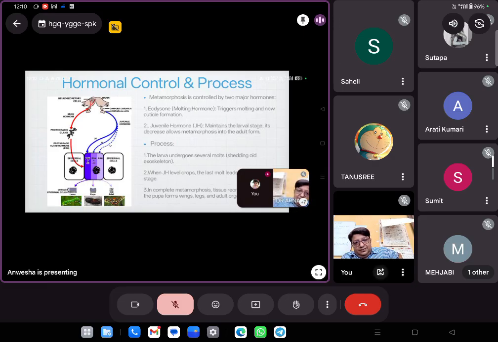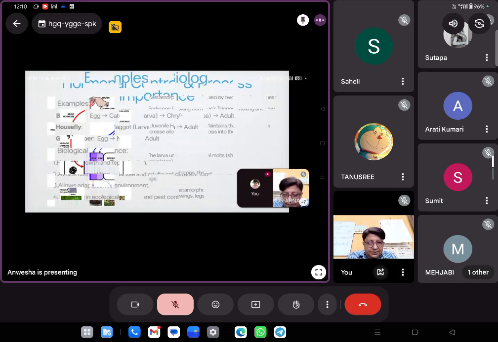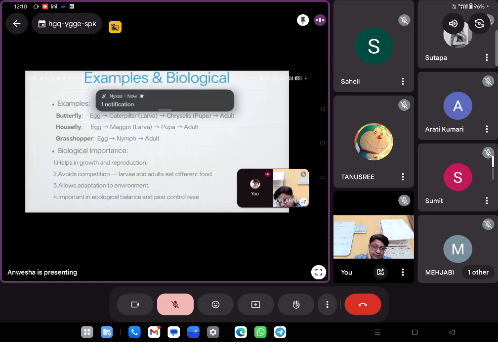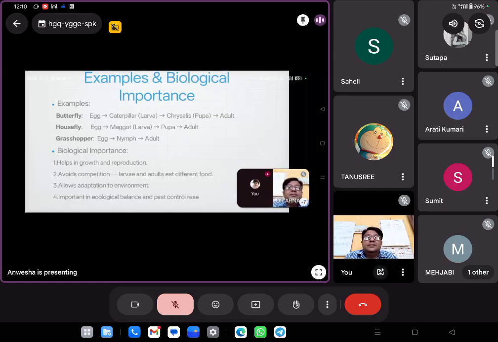During the process, the insect undergoes cell growth, tissue differentiation and reorganization, forming adult wings, legs and other organs. Next, example and biological importance. Let's take a few examples. Butterfly, egg, caterpillar, chrysalis, adult. Housefly, egg, maggot, pupa, adult. Grasshopper, egg, nymph, adult.